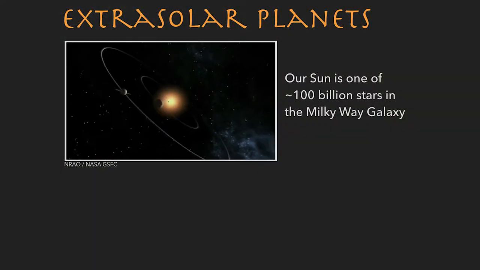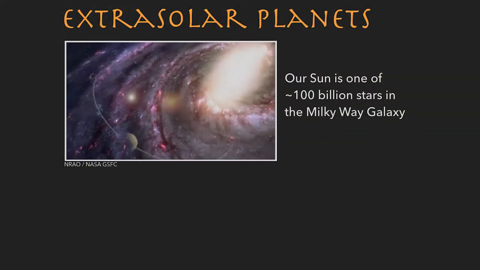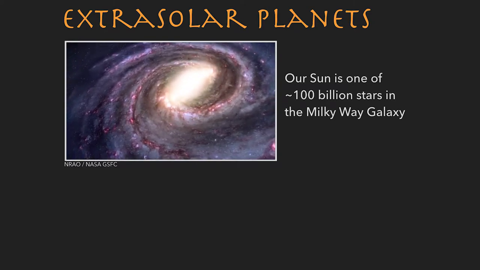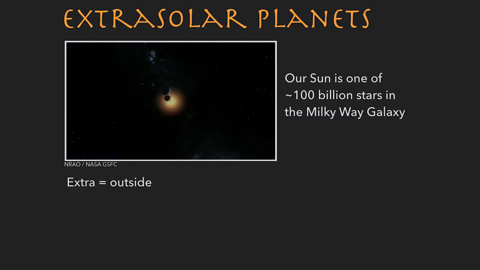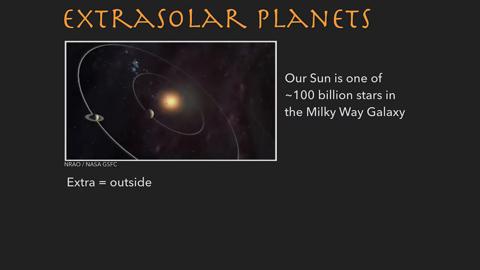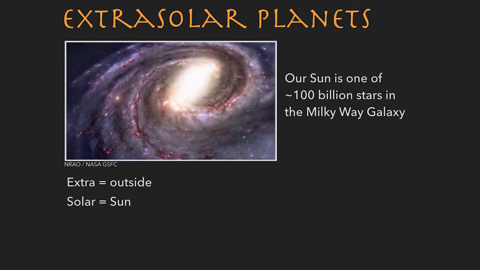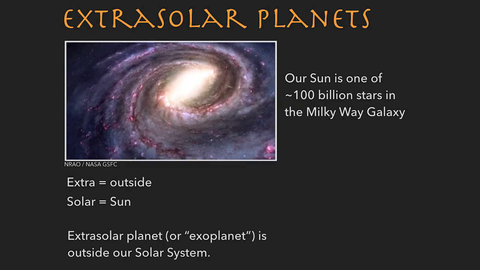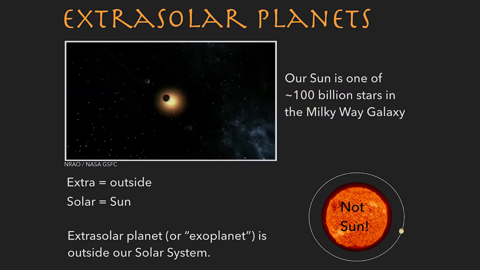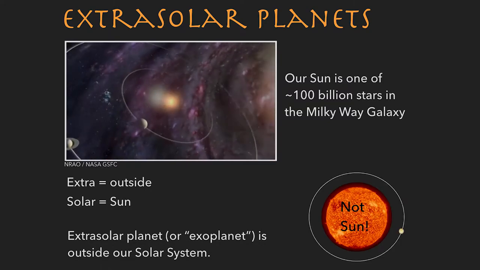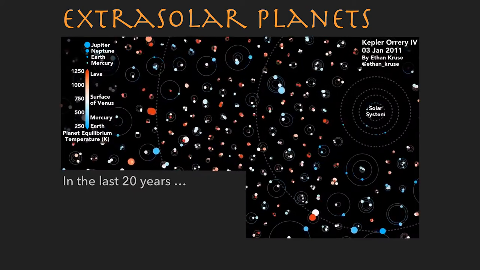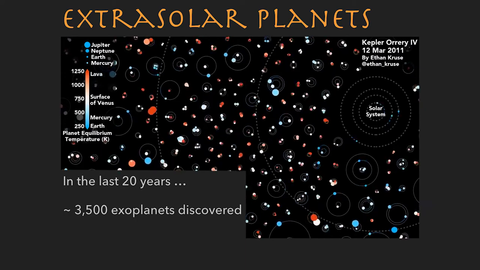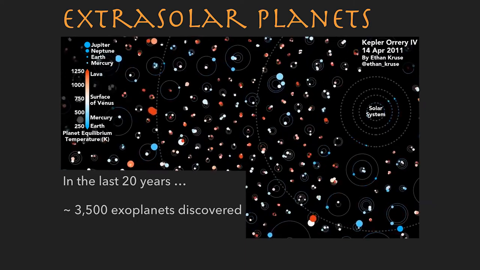So our sun is one of 100 billion stars in the Milky Way galaxy. And when we talk about extrasolar planets, we're saying extra as in outside, and solar means the sun. So an extrasolar planet, or exoplanet, is a planet that orbits a star that is not our sun. And in the last 20 or 25 years, we have discovered over 3,500 exoplanets.